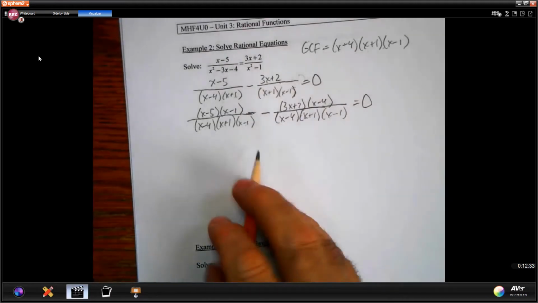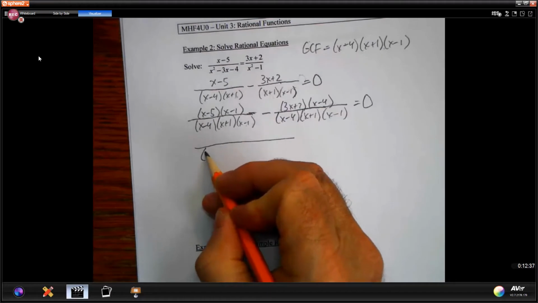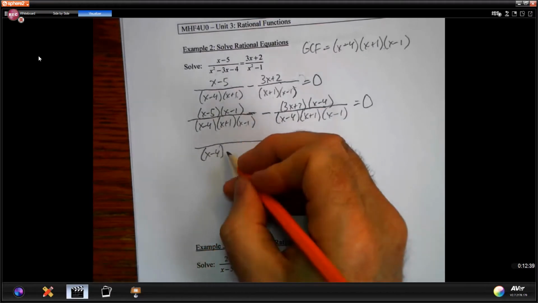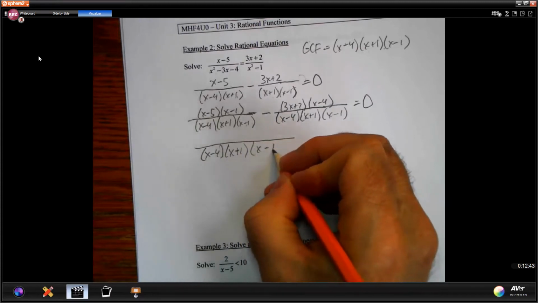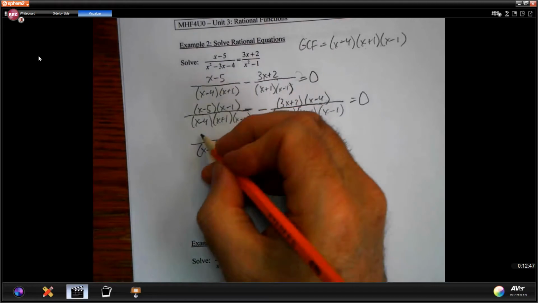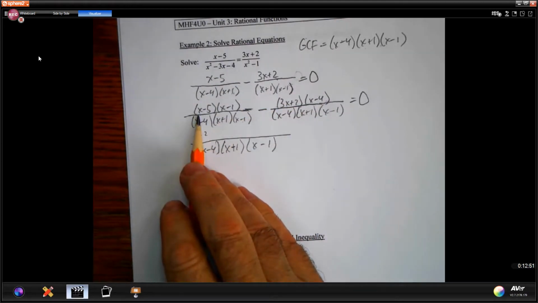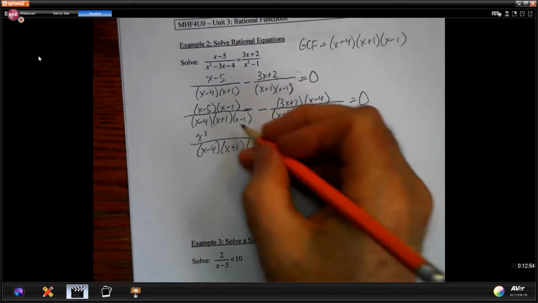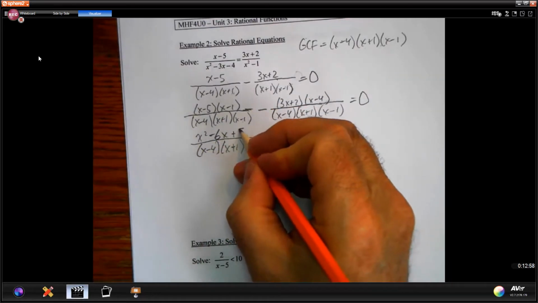Now I'm going to actually combine them into one expression. So on the bottom I just have my regular factors, x minus 4, x plus 1, x minus 1. Now I'm going to work this out. So that's going to be x squared. I've got a minus 5x and a minus 1x. So that's minus 6x. Negative 5 times negative 1 is plus 5.